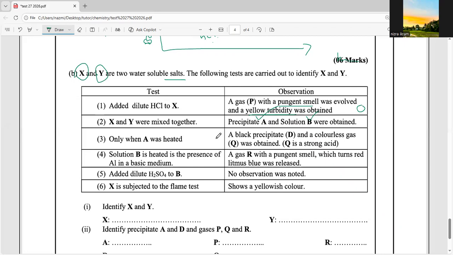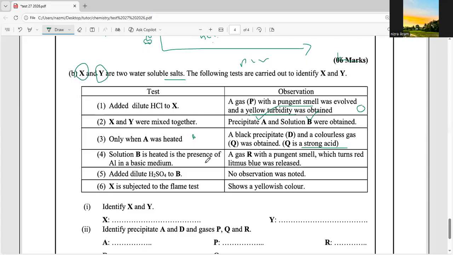Only when A was heated, a black precipitate and a colorless gas was obtained. So that gas is an acidic gas. Okay. So when you heat it, you are getting a black precipitate. Heated being black, you remember we had lead thiosulfate, silver thiosulfate. When you heat, they give black precipitates. Okay, that's a point. Let's see.